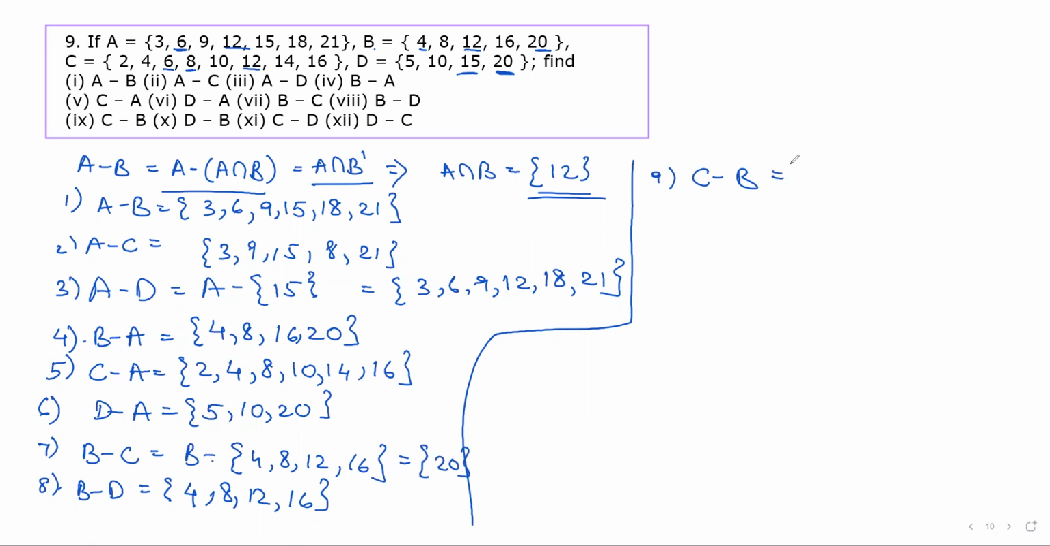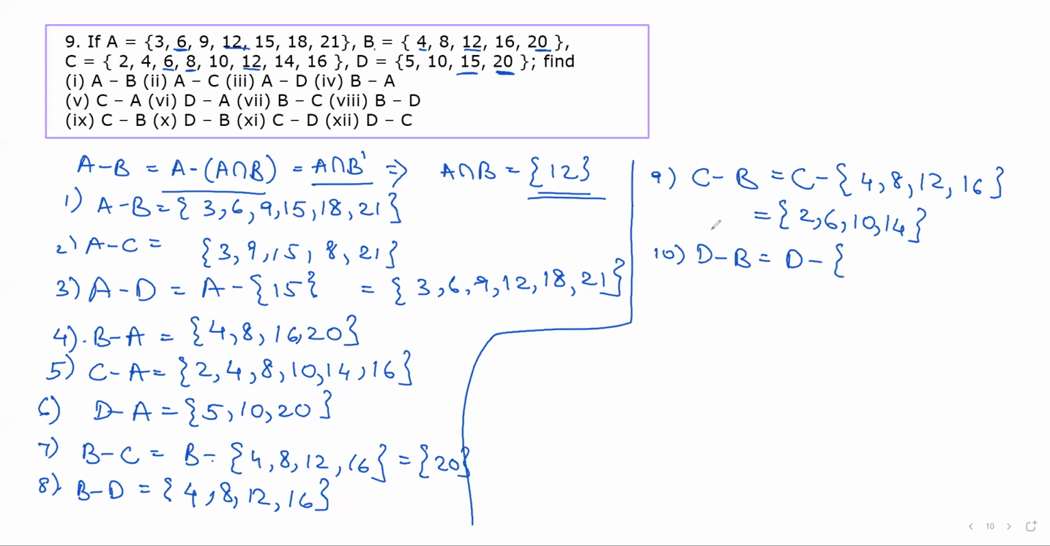C minus B. Again, all these 4 elements are common: 4, 8, 12, and 16. So removing these elements from C, we get 2, 6, 10, 14. D minus B, which is D minus common elements between D and B, which is 20. Five, 10, and 15.